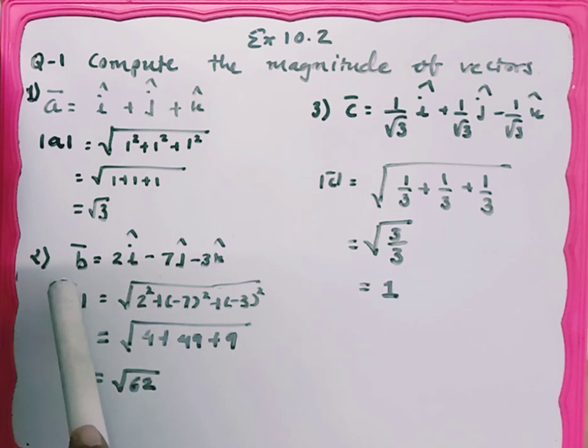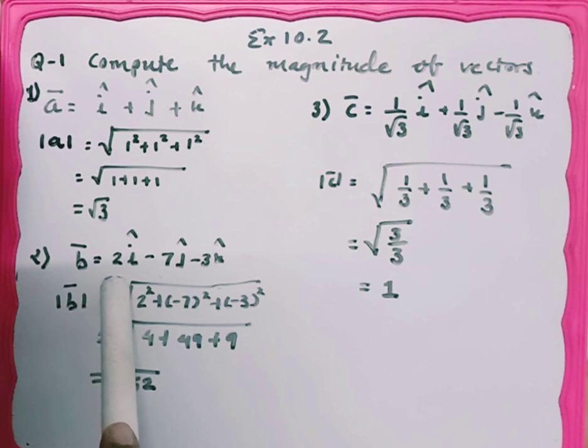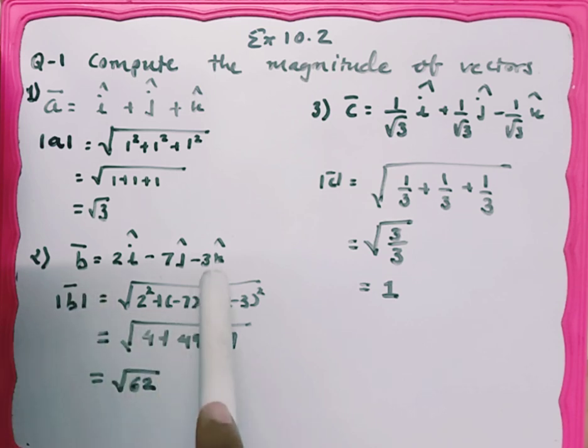Now question 2 in the same question: 2i caret minus 7j caret minus 3k caret. So its b bar magnitude will be root of 2 square plus minus 7 square plus minus 3 square. So 2 square is 4, 7 square is 49 and 3 square is 9. So 49 and 9 is 58, plus 4, under root 62 is the magnitude.